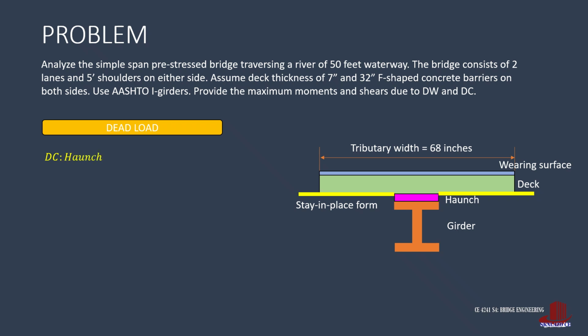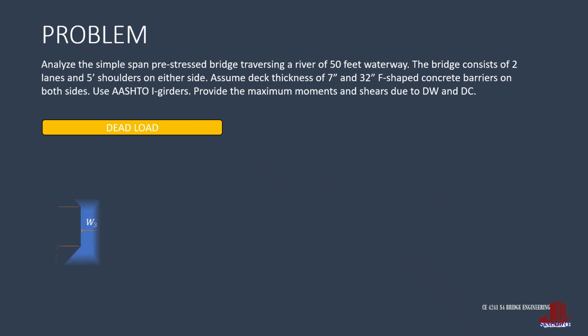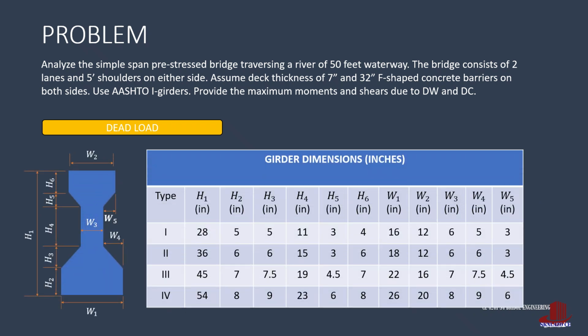There is also hunch, which is also concrete like the deck, so the unit weight is that of concrete. The hunch doesn't use the tributary width, but only the width of the top flange. To determine the width of the top flange, let's check the properties of the I-girders again. The girder used for the bridge is type 2, and the width of the top flange is denoted as W2, where W2 of type 2 is shown as 12 inches.